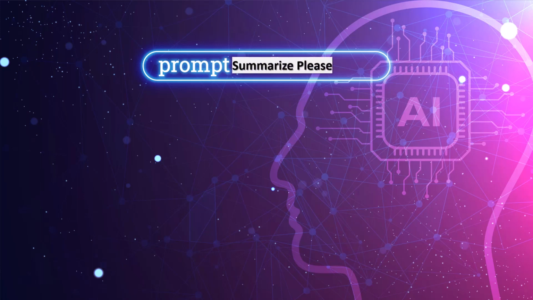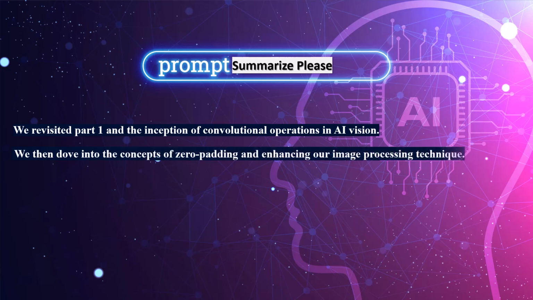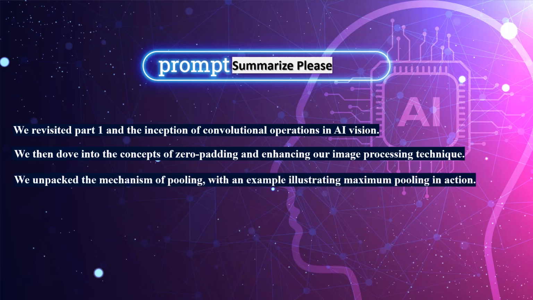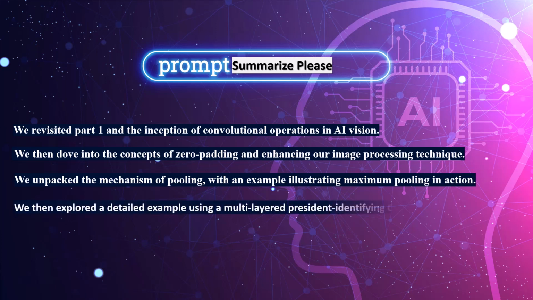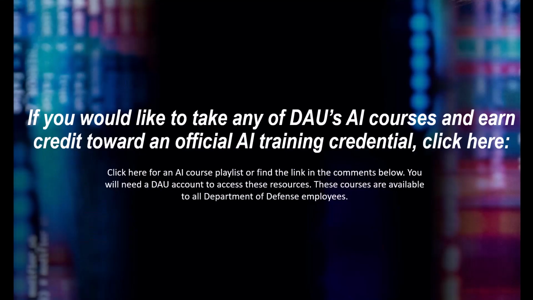Summary of the video. We revisited part 1 and the inception of convolutional operations in AI vision. We then dove into the concepts of zero padding and enhancing our image processing technique. We unpacked the mechanism of pooling, with an example illustrating maximum pooling in action. We then explored a detailed example using a multi-layered precedent identifying CNN architecture. First with a forward pass, a labeled data loss calculation, and finally a backward pass and parameter adjustment.